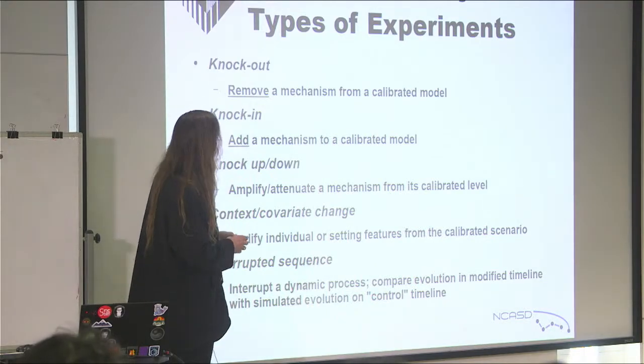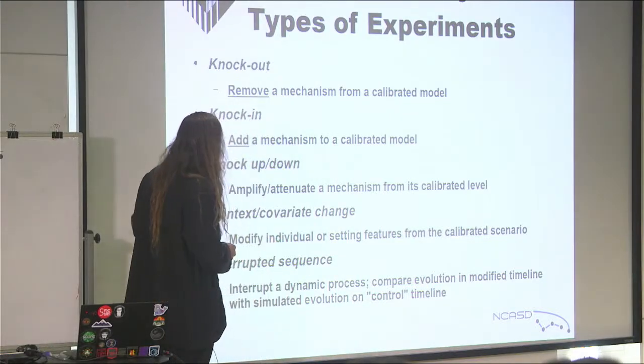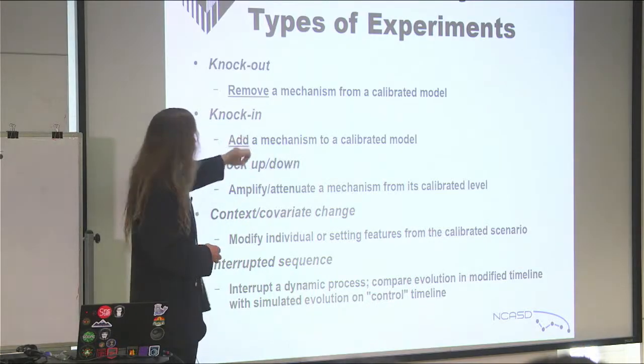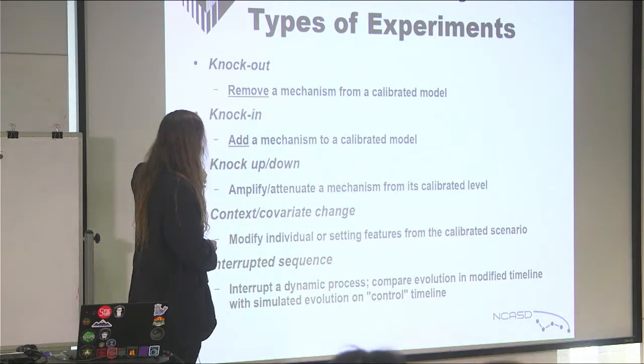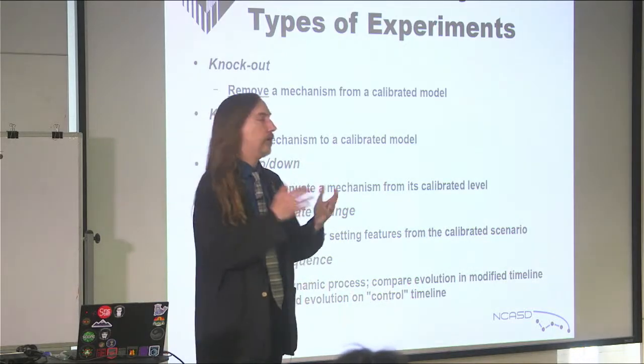So we can take an effect and we can amplify it or attenuate it. And then, of course, we can do other things. All of these involve changing basically the parameters of the model, the things that govern the forces, the mechanism of the model. We can also change our context, or our covariates.